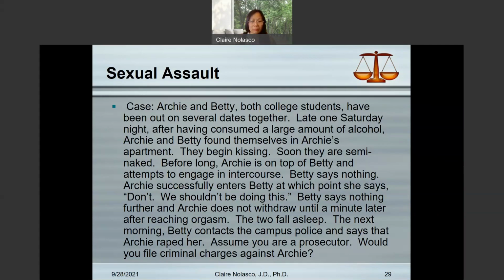The two fall asleep. The next morning, Betty contacts the campus police and says that Archie raped her. Assume you are a prosecutor. Would you file criminal charges against Archie? This case illustrates the concept of consent. When is it given? When is it withdrawn?